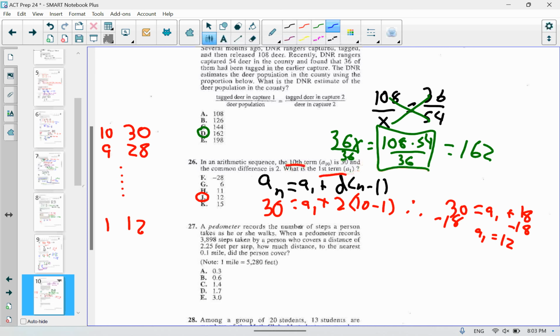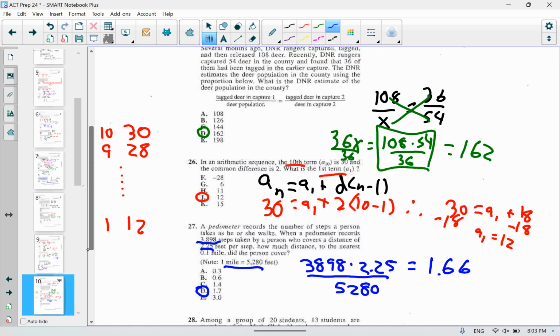The pedometer records the number of steps, okay. So they take this many steps, and this is how far they get. So I could say that the number of steps times the distance is going to equal how many total feet they make. However, 1 mile is 5,280 feet, so I would then divide by 5,280 to convert to my total mile distance. So I'd get about 1.66, or letter D.